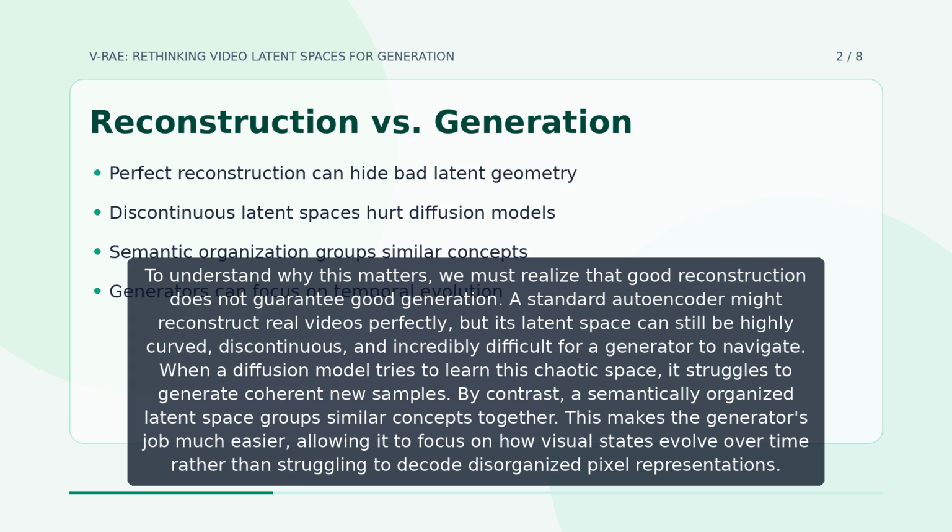By contrast, a semantically organized latent space groups similar concepts together. This makes the generator's job much easier, allowing it to focus on how visual states evolve over time rather than struggling to decode disorganized pixel representations.